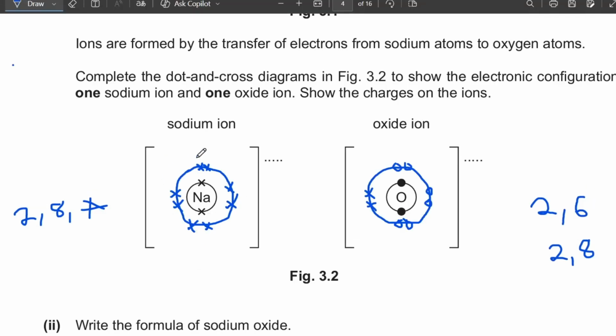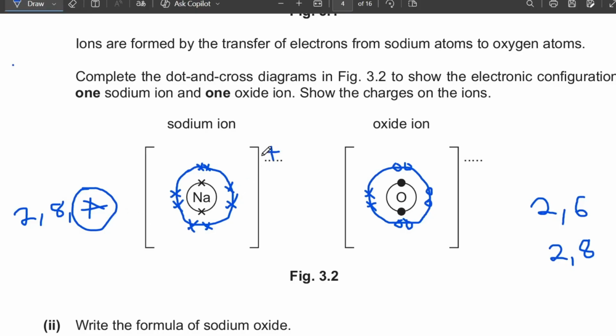Okay, so this is the complete dot and cross diagram for sodium. 2 in the first shell, 8 in the second shell. Now since sodium gives out 1 electron that was in the outer shell, the charge here will be positive. That's 1 plus. There's no need to write the 1, you just write the plus sign, or you can write 1 plus. Either way is accepted.